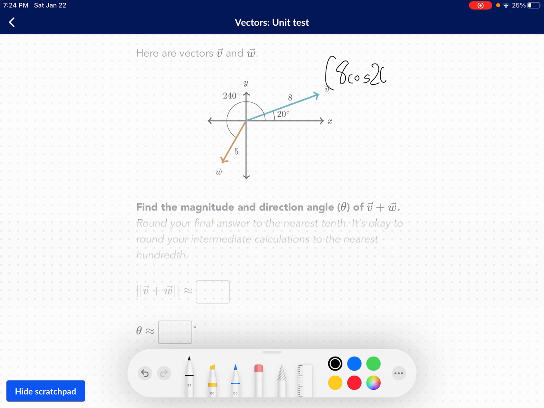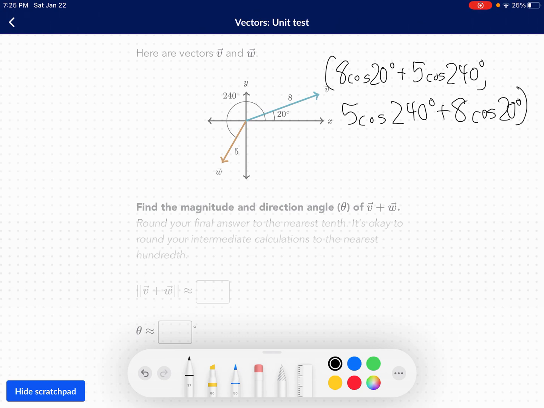So 8 cosine of 20 degrees plus 5 cosine of 240 degrees for the x component. The order doesn't matter. Addition is commutative. You learned that in like 6th grade. Find the x and y components first. Enter in the calculator. 8 cosine 20 degrees plus 5 cosine of 240 degrees for the x component. You get approximately 5.017540966.